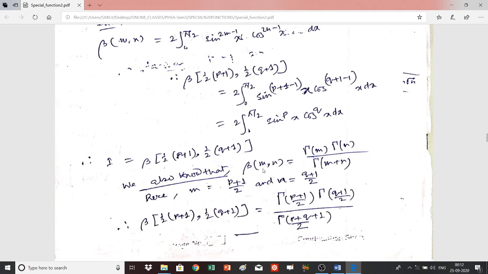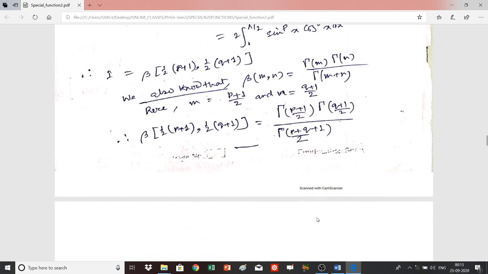And we also know that beta m, n is equal to gamma m gamma n by gamma m plus n. Just use here the values of m and n. So beta of (p plus 1) by 2 and (q plus 1) by 2 will give you gamma (p plus 1) by 2, then gamma (q plus 1) by 2, divided by gamma of (p plus 1) by 2 plus (q plus 1) by 2, that is gamma of (p plus q) by 2 plus 1. This is the final result.